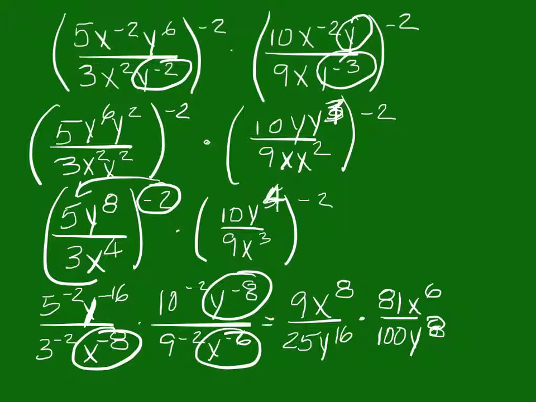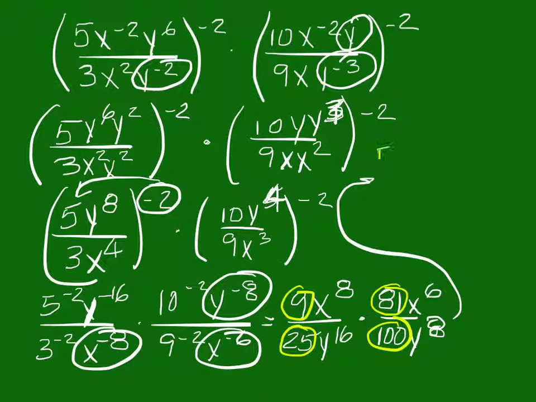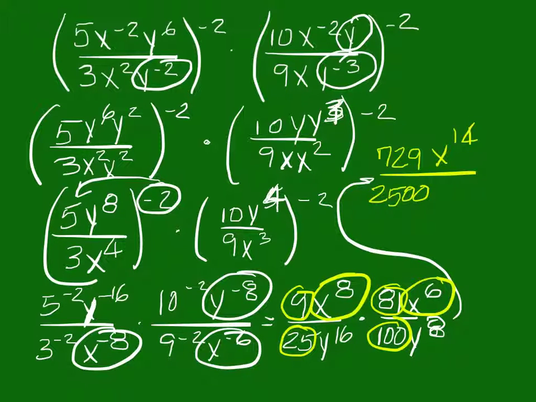Now, if you multiply all of this together, and we can do that here, 9 over 25, 81 over 100, none of that will reduce. So if you multiply those together, you're going to end up with a 729 on the top, and then on the bottom, a 2500. X to the 8th, x to the 6th is x to the 14th, and on the bottom, y to the 16th, y to the 8th is y to the 24th.